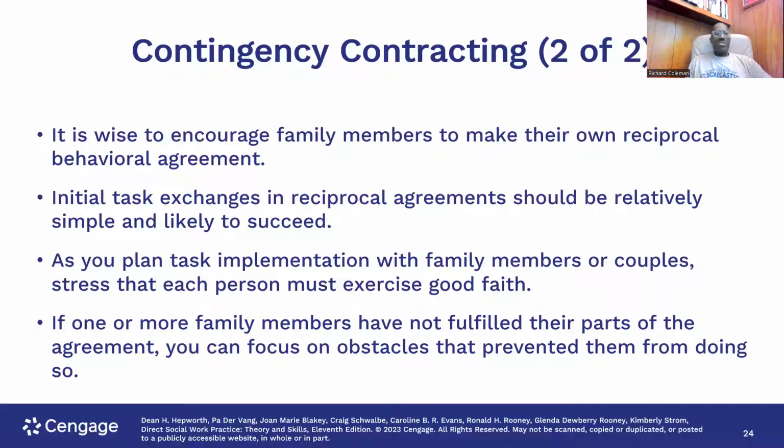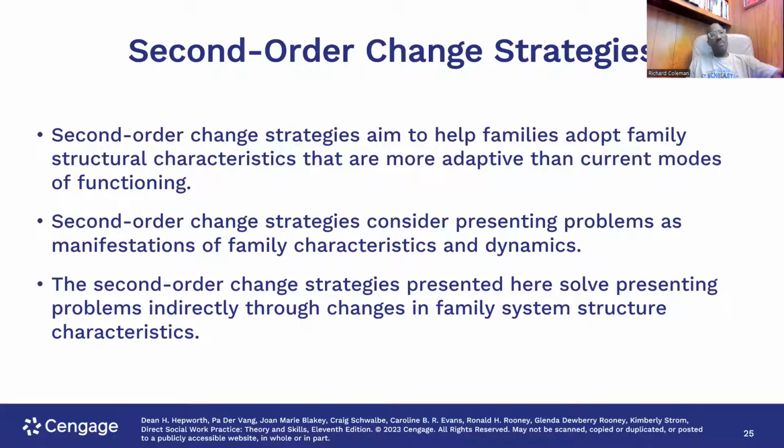Initial tasks should be just things that you can simply agree on in terms of what we're going to do. And if one or more family members is not fulfilling their parts of the agreement, you can focus on the obstacles that are preventing them from doing so. Because sometimes there are things that keep people locked into that same old behavior. So it's really about trying to understand what some of those things actually are.